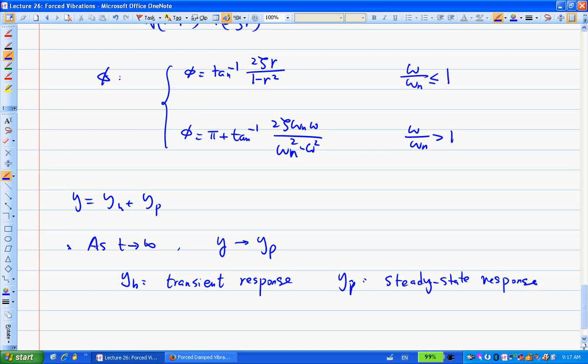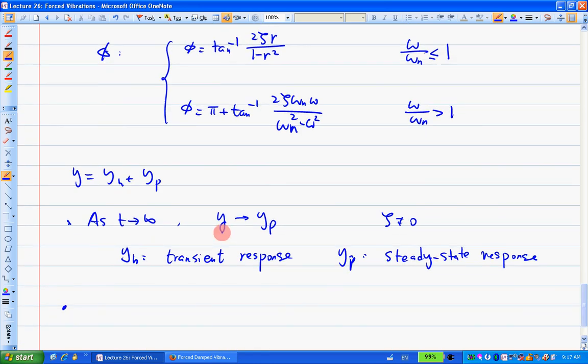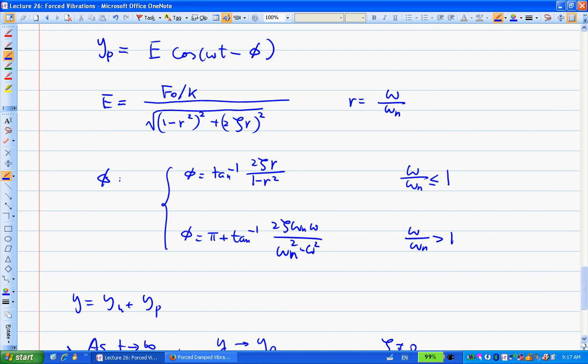But understand that this is the case when zeta is not 0. If zeta is 0, that's the case for the undamped system, which is different from what we're talking about here. Second, the response of this system: y will become yp, so all we have to do is look at the yp here. That's basically what the system is going to show us.